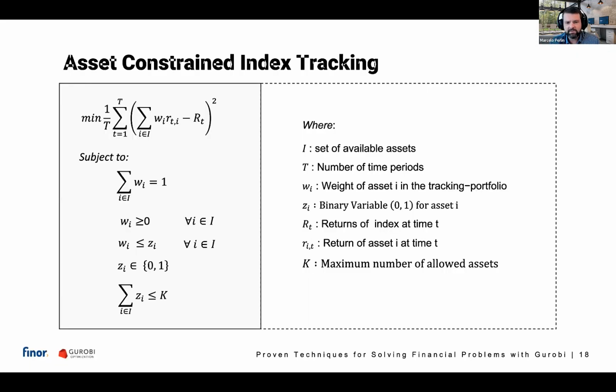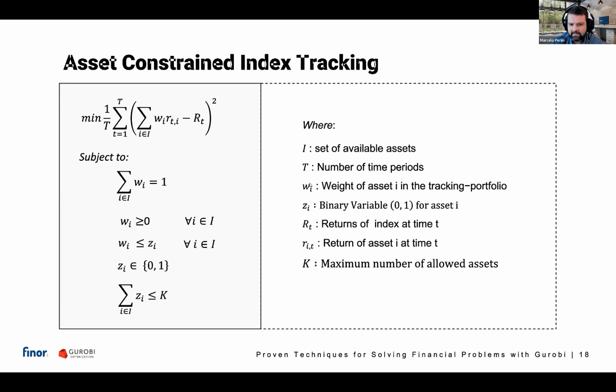Okay, so right now this is the math part, right? So this is the actual formulation that we solve in this presentation. I'm not going to go deep on it, okay? I'm just gonna skip through, but basically the most important parts are the objective function. So you can see we're minimizing tracking error. And within this tracking error, we have two variables. We have W_i, which is the weight of asset i in the tracking portfolio. And also we have Z_i, which is a binary variable, 0 and 1 for asset i.